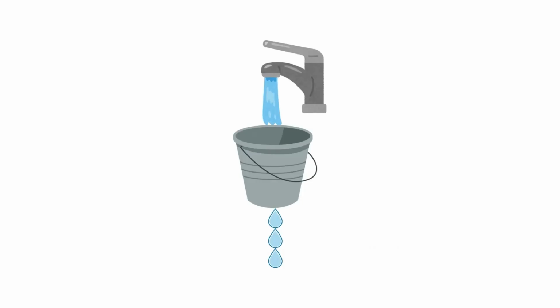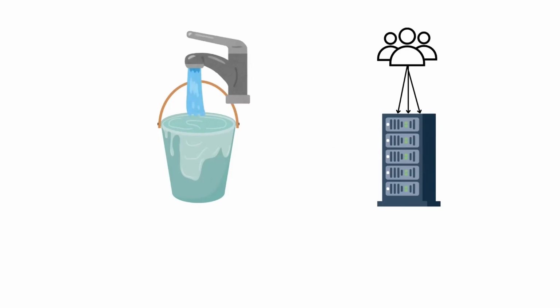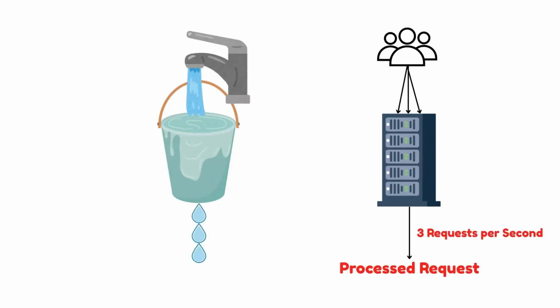Sometimes the water flow is slow, and at other times it can be very heavy. As long as the incoming water stays within the bucket's capacity, everything works smoothly. The flow is regulated by the steady outflow. However, once the bucket becomes full, any additional water has nowhere to go and simply spills over. Now here, the bucket represents a server and the tap represents the number of requests coming to the server. All requests are getting collected in the bucket, and every second, the server processes only 3 requests.